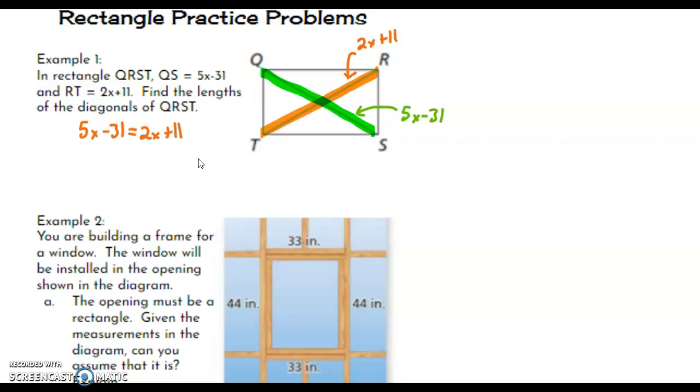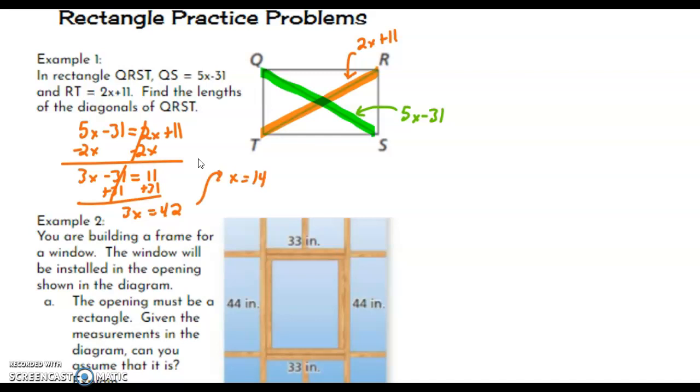And now let's go ahead and solve for x. All right, so we have 3x minus 31 equals 11. Add 31. So 3x equals 42. And then divide by 3, and we get x equals 14. Now we're not quite done. How long would the length of the diagonal be? Okay, so 14 is not your answer because you need to go ahead and plug it in to find the actual length of the diagonal.